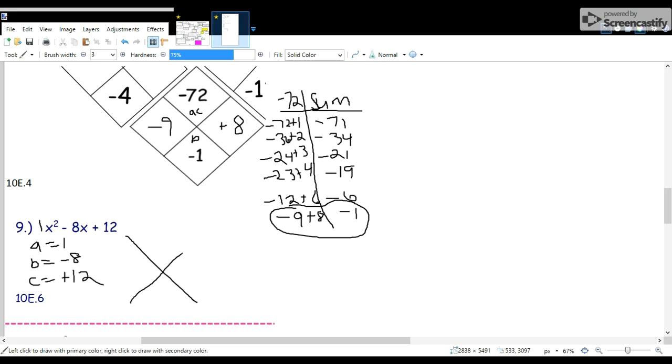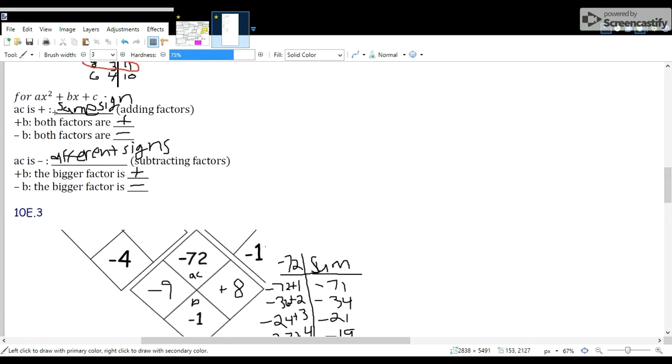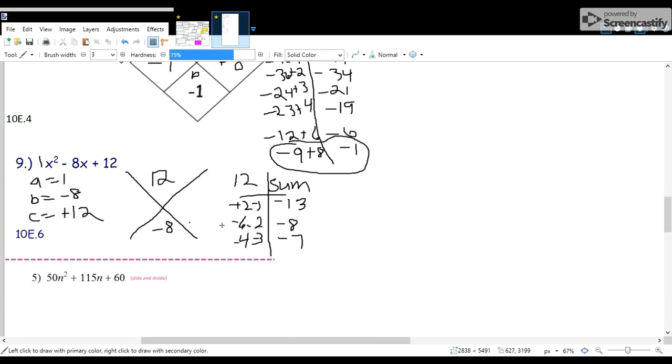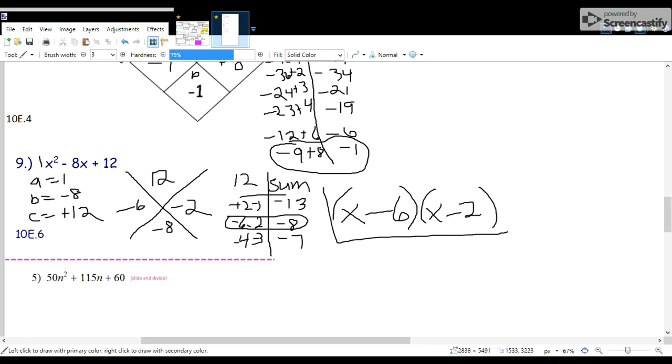Okay, we're going to draw our little x. A times c is 12, and our b is negative 8. So if you need to draw out a table, go ahead and do so. Okay, if you look from that previous page, a times c is positive and b is negative, so both factors are going to be negative in this case. Match which one? It's going to be negative 6 and negative 2. Since a equals 1, we can skip to our answer: x minus 6 times x minus 2. And that's our factored form.